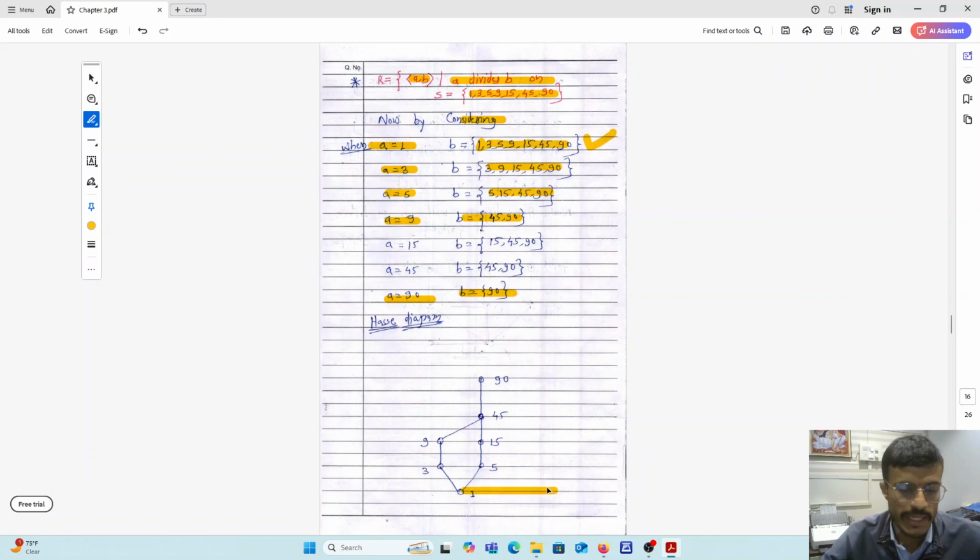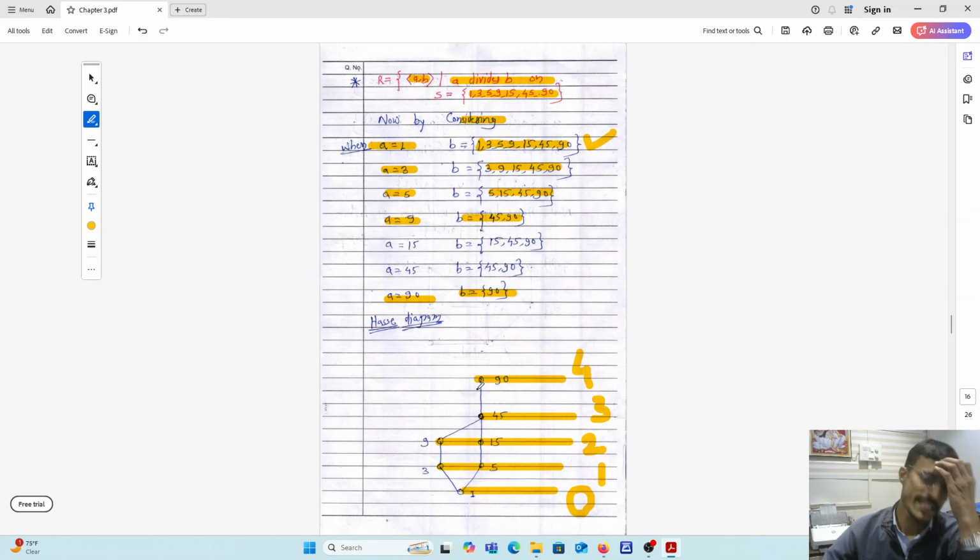A, that is 1 at a very low level or bottom level, 3, 5 at the next level, then 9 and 15 at the same level, 45 at the next level, and 90 at the next level. So that is level number 0, level number 1, level number 2, level number 3, and level number 4, that is the supremum 90. So that is the Hasse diagram.